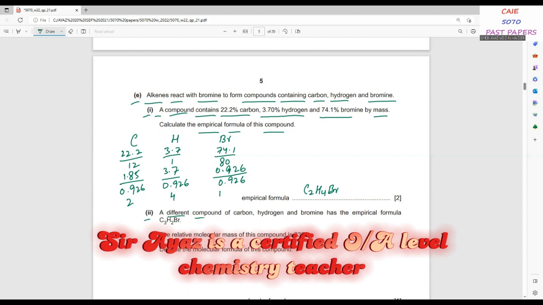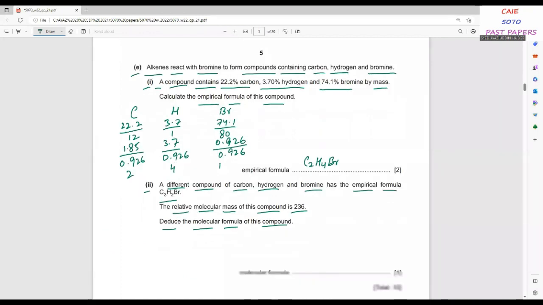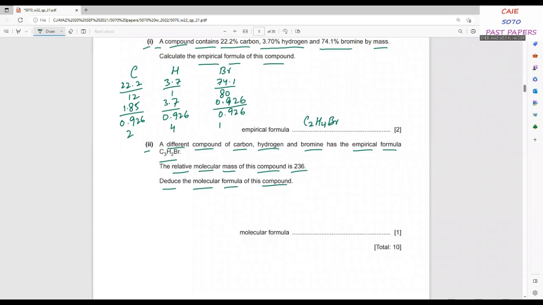Number 2, a different compound of carbon, hydrogen, and bromine has the empirical formula C3H2Br. The relative molecular mass of this compound is 236. Deduce the molecular formula of this compound. In order to calculate the molecular formula, we need to divide the molecular mass by the empirical formula mass. So empirical formula is given here. So first of all, I will calculate the empirical formula mass for C3H2Br.